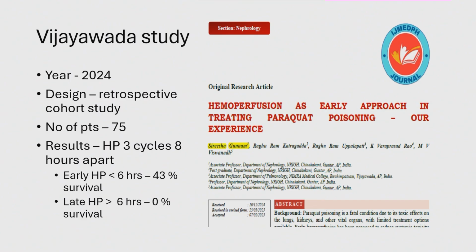Two studies from India. One is from Vijayawada, a retrospective study, 75 patients. They have shown that if you do hemoperfusion in less than 6 hours, there is a 43% chance of survival. If you do it after 6 hours, nil chance of survival. Another small study from Belgavi, a recent one, 2025, 12 patients only, but early hemoperfusion is associated with 75% survival.